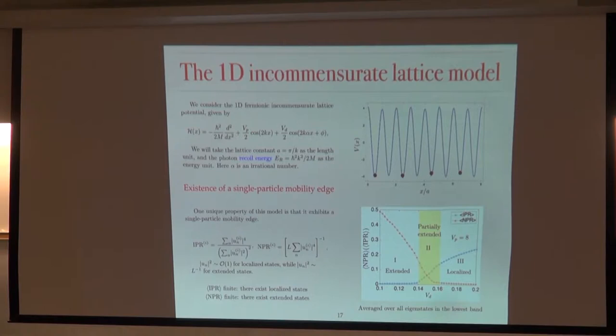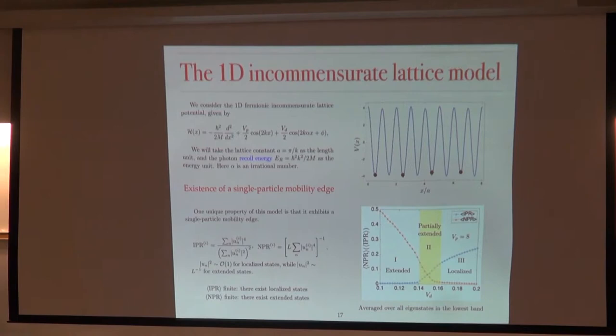So we go on to plot the average IPR and average NPR for this model. We find that the point where they become finite is not the same. So there are regimes in the parameter space where both the average IPR and average NPR are finite. That means this system indeed has a certain parameter range at which the spectrum contains both localized and extended states.